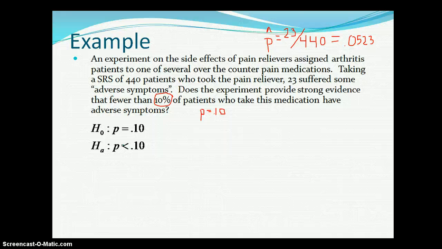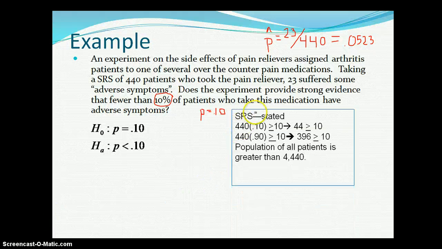Okay? Now our conditions here, remember, simple random sample, that's stated in the problem. Look at what I'm checking. This is p, this is not p hat. It's n times p is greater than or equal to 10. N times 1 minus p is greater than or equal to 10. And then our population of all patients is greater than 10 times the sample size. Okay? And you don't have to multiply that out, but you can if you want.